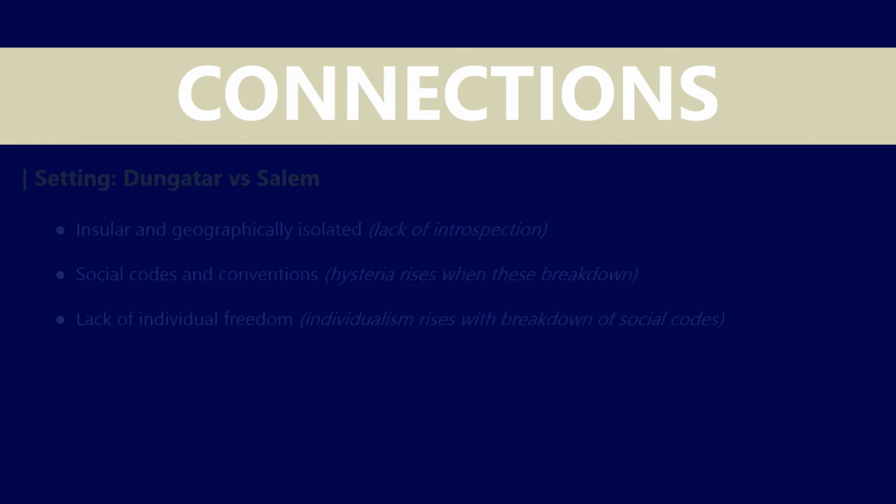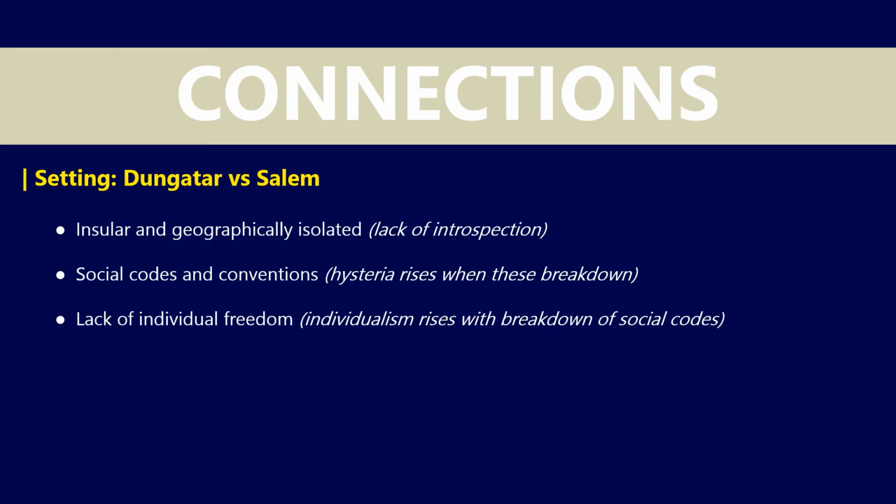So what connections can we make between this section of The Crucible and The Dressmaker? I think the obvious place to start is the two towns, the settings of Dungatar and Salem. Both are quite insular and geographically isolated, and as a result, they hold really rigid views of themselves and of the world, and there's a real lack of introspection and progress in the way they think and the way the town is organised.